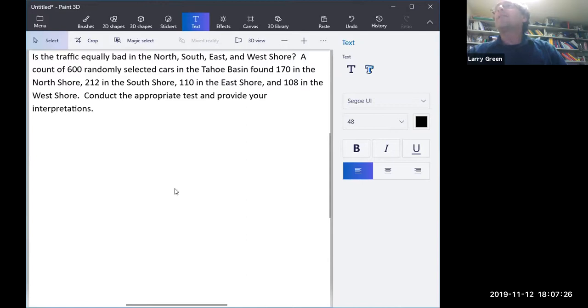Let's suppose that they counted 600 randomly selected cars in the Tahoe Basin and found 170 in the North Shore, 212 in the South Shore, 110 in the East Shore, and 108 in the West Shore. We want to conduct the appropriate hypothesis test, and we want to provide interpretations.